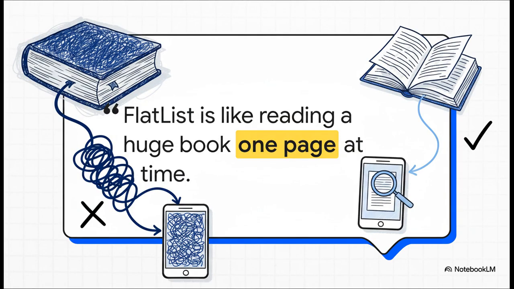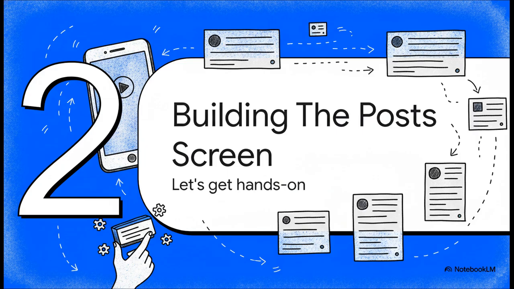Trying to just map over a huge array is like telling your app to load a 1,000-page novel into memory all at once, just so you can read the first page. It's wildly inefficient. But using Flatlist, that's like reading the same book one page at a time. It's the only way that really makes sense for performance. All right, that's enough theory. The best way to really get this is to just build it. So let's roll up our sleeves, get hands-on with the code, and create a brand new screen in our app that's going to display a list of posts.